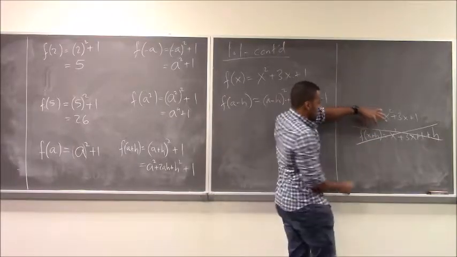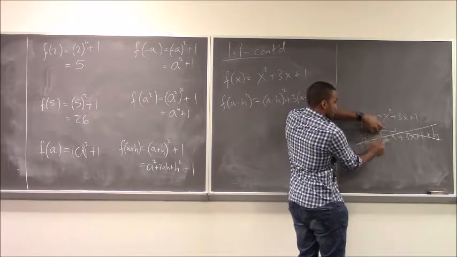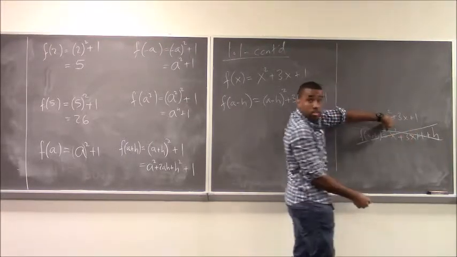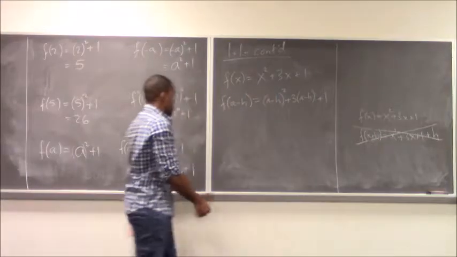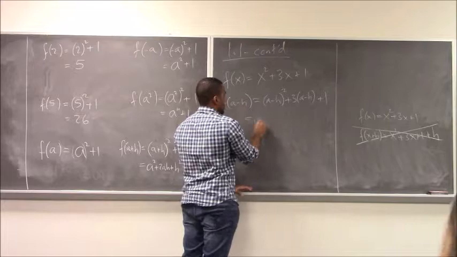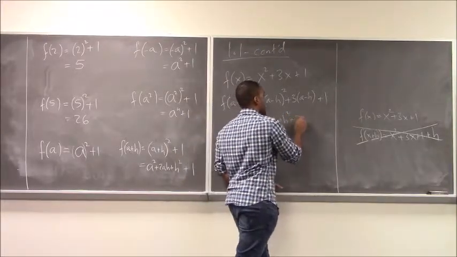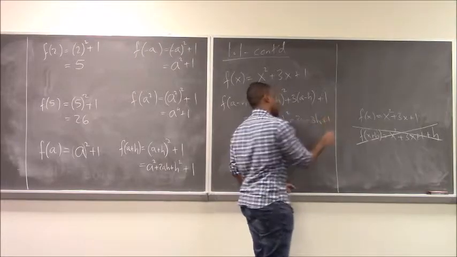When you have this function notation, what it means is whatever's inside these parentheses, you're going to replace it in the position of the independent variable. And this we can actually do out, so that's a squared minus 2ah plus h squared plus 3a minus 3h plus 1.